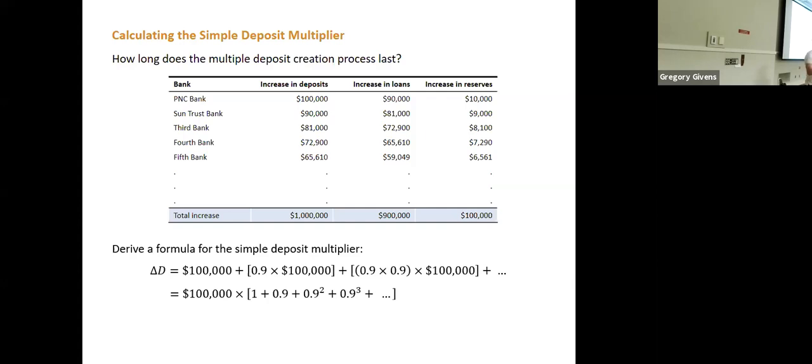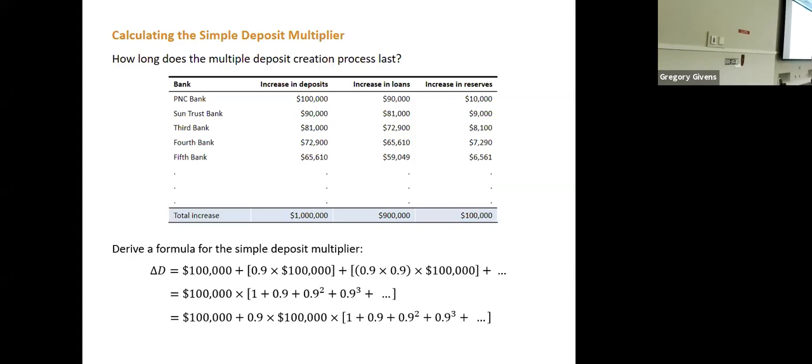Okay, let me rearrange this a little bit. Everybody follow me so far? Right? Let me do the following. I'm going to separate the first term in this infinite sum from the last set of terms. So that's equal to $100,000 plus, let's see, 100,000 times quantity 0.9 plus 0.9 squared plus blah, blah, blah.